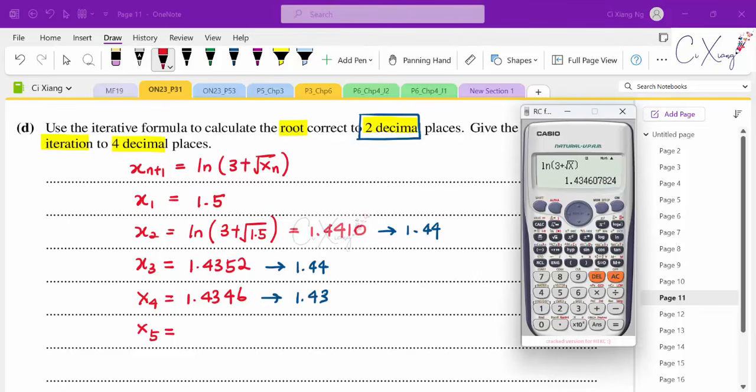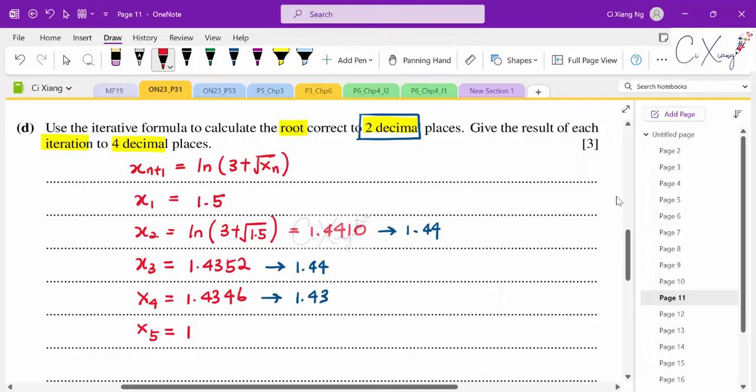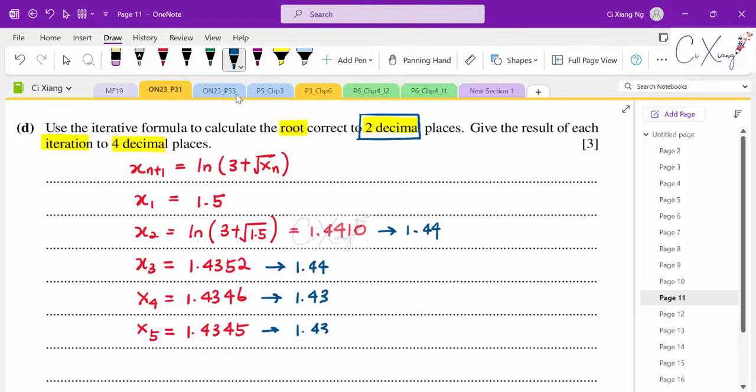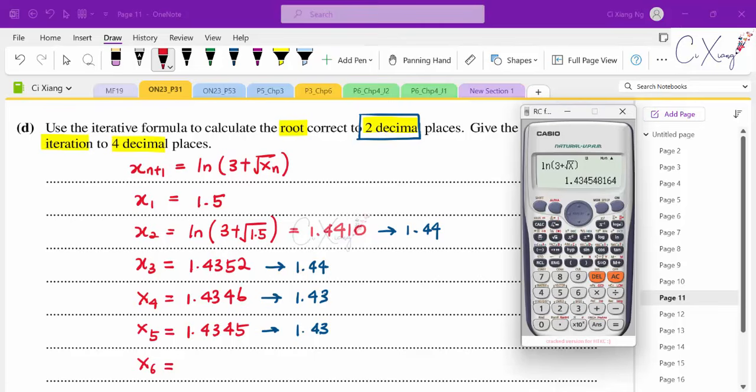Okay, so to get x5, I press calculate again, then key in 1.4346, then press the equal sign. So by right, you should have 1.4345. Okay, so this one is 1.43. Then again, usually for 2 times repeated, I'm not feeling secure. I will just continue for one more extra one, just to double check, okay?